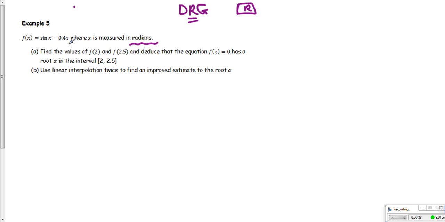All the things that we do in numerical methods, anytime there's a trig function, sine or cos or tan, you must be in radians, and the reason for that you'll study when you do C2. So we just do part A to start off with.